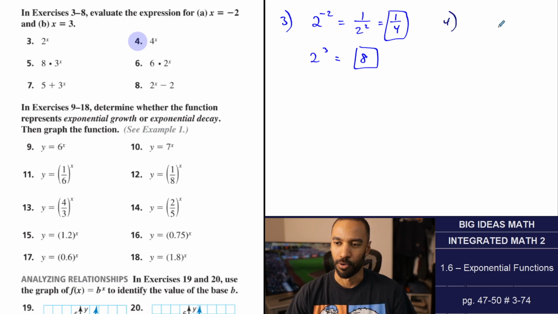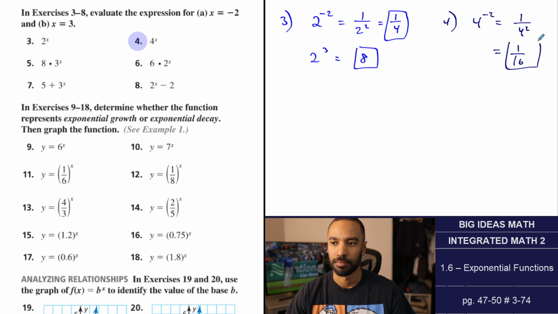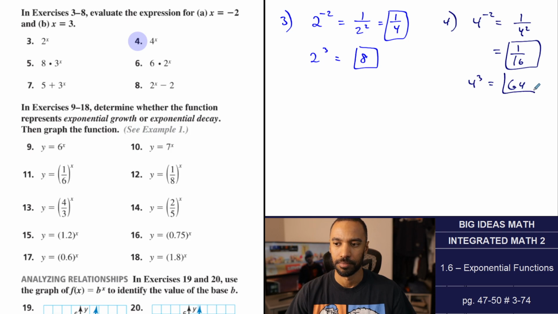Number 4. 4 to the -2nd power is 1 over 4 squared. I won't be writing that each time unless something's way different, which is 1 over 16. And then 4 cubed is 64.